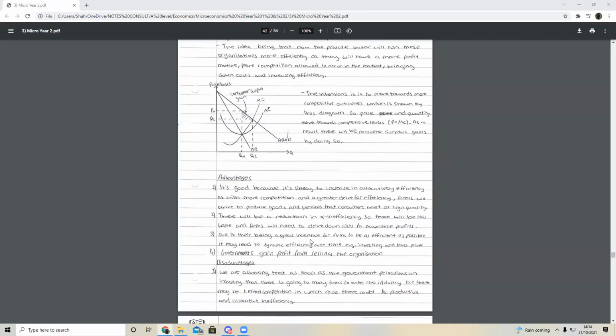Due to there being a great incentive for firms to be as efficient as possible, it may lead to dynamic efficiency over time, for example, investing and lowering prices. Government also gains profits from selling the organization. That's a big benefit, because the money the government gets from the sale can be put towards solving market failure, for example negative externalities or public goods.